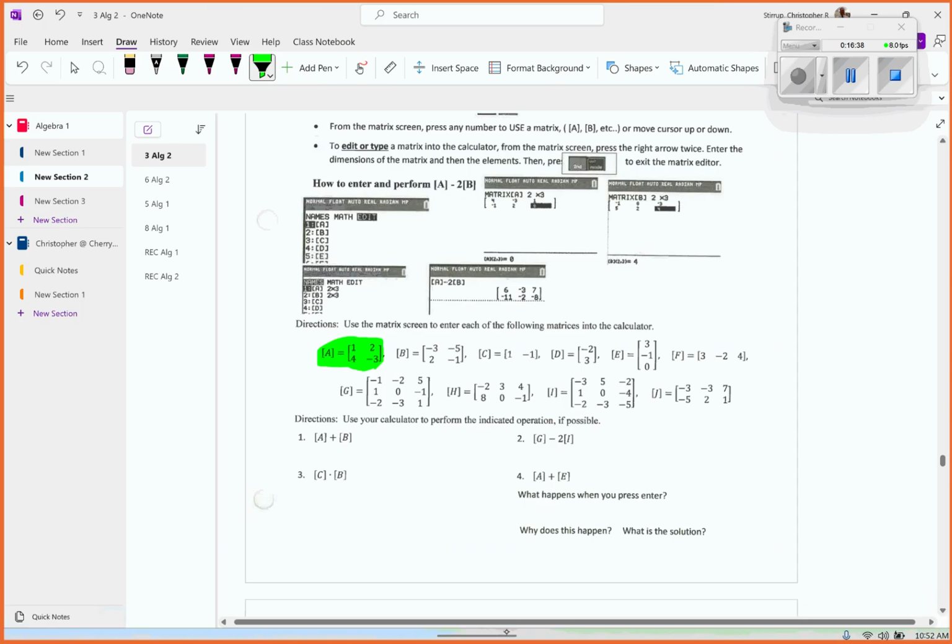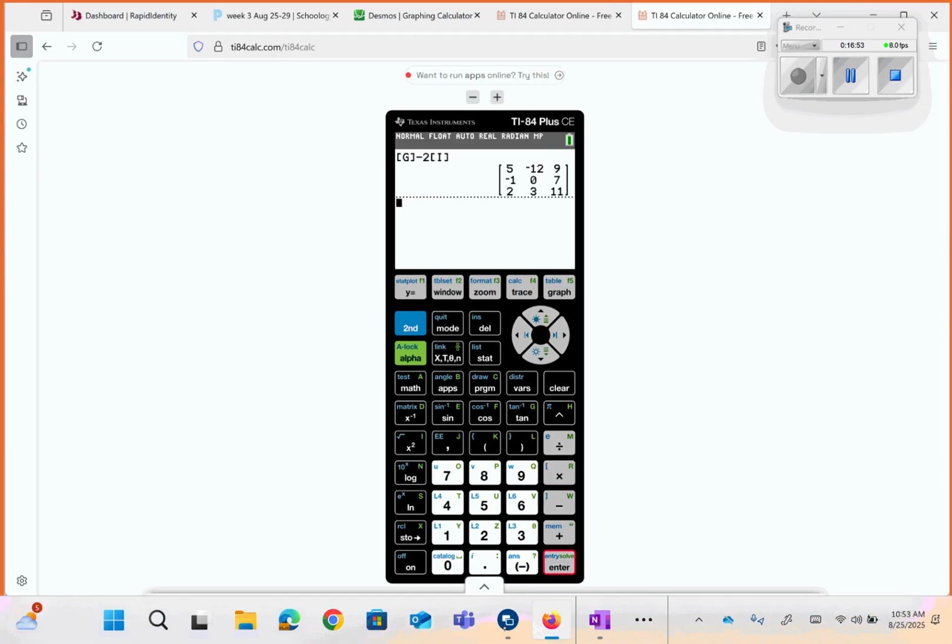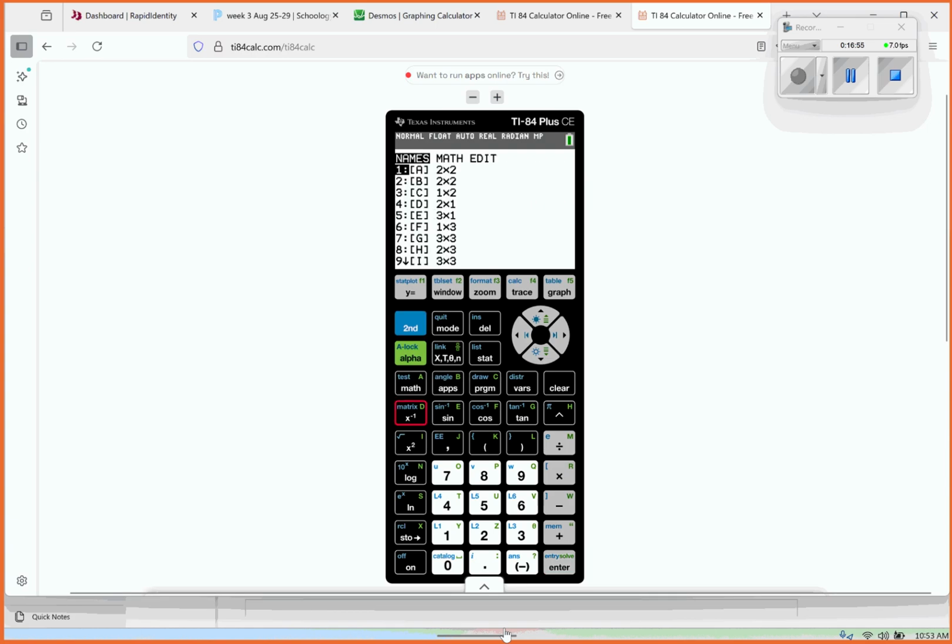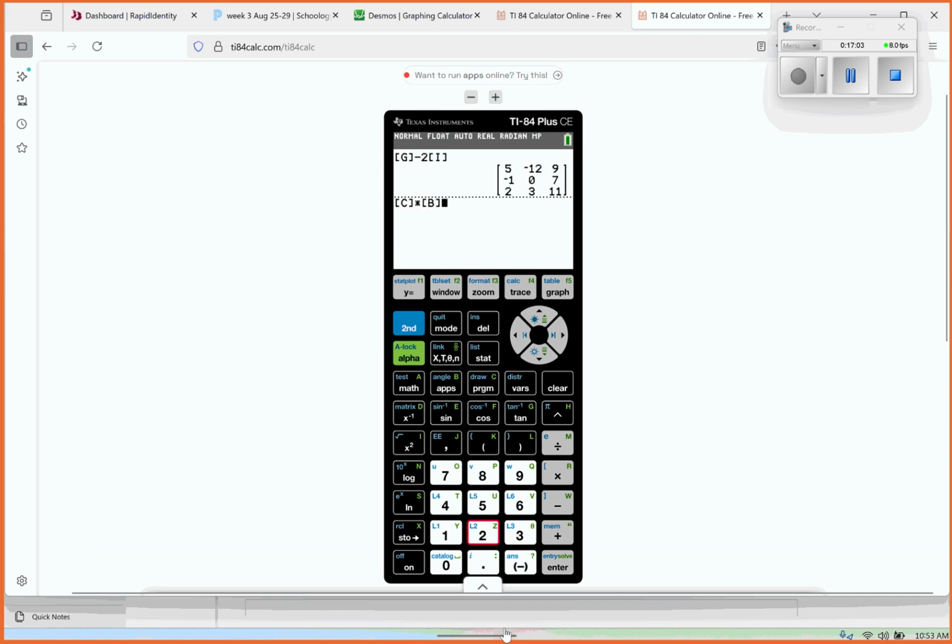All right, let's see what else we have here. We have C times B. Now, we all probably started realizing that this is going to be an awful lot of arithmetic when we're multiplying. Agree? Well, if I want C times B, I'm going to do that on the calculator. I'm going to go back into matrix. I want C times B. Do that. Boom. Answer's done.